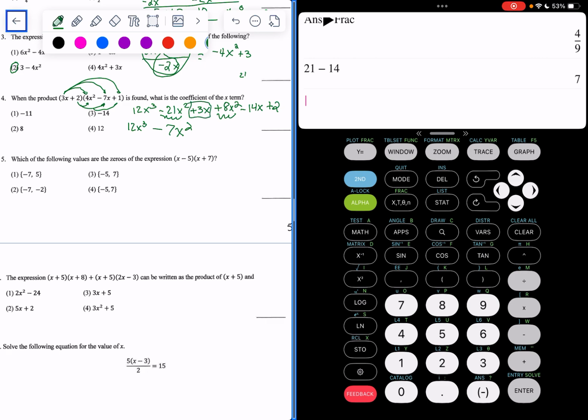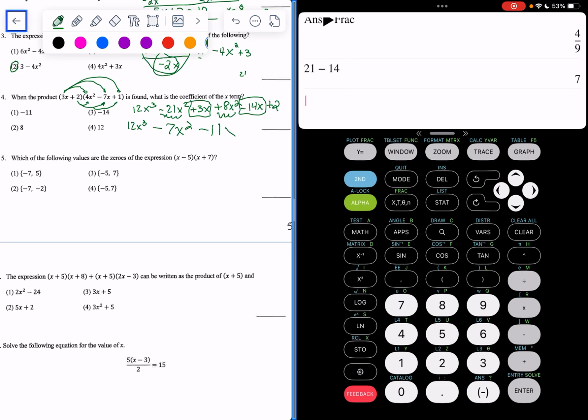The one we want is 3x and minus 14x. So that's minus 11x. So the coefficient to the x term, and then plus 2 at the end. The coefficient to the x term is the number in front, which is negative 11.